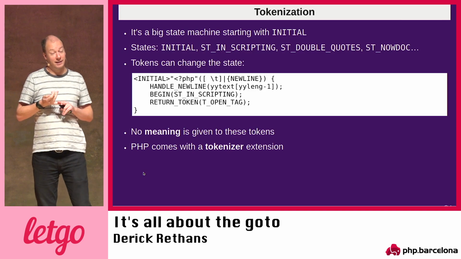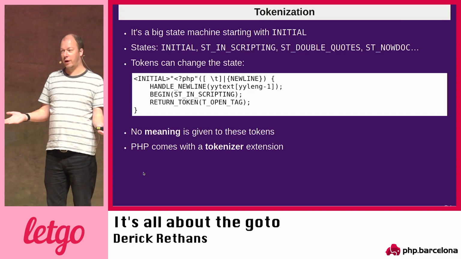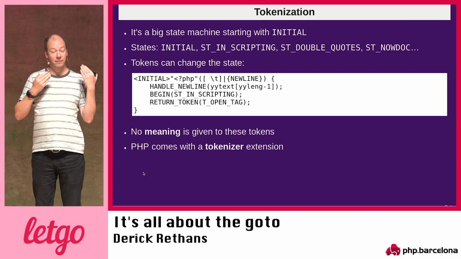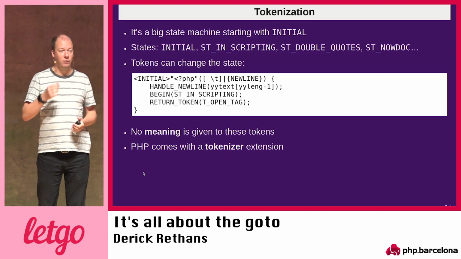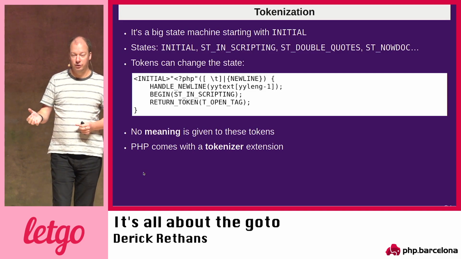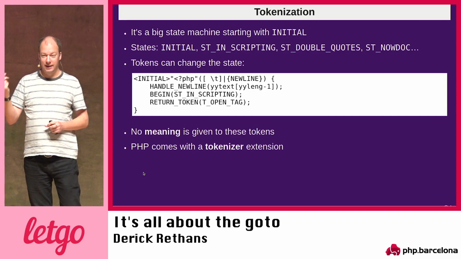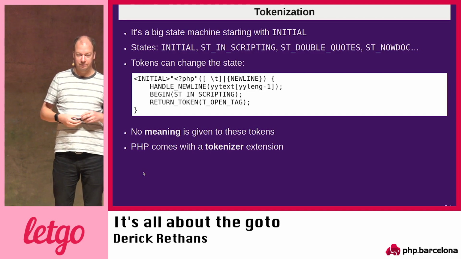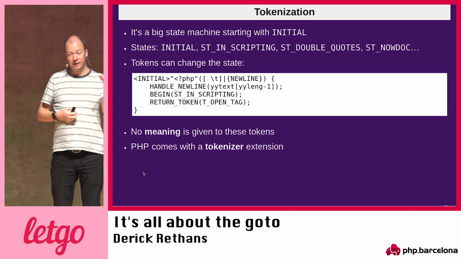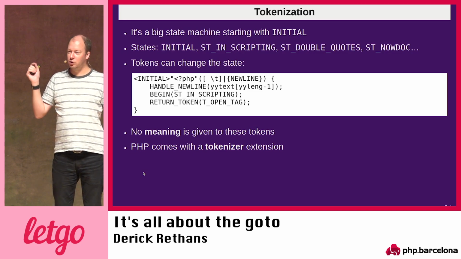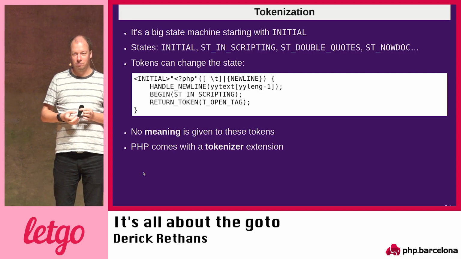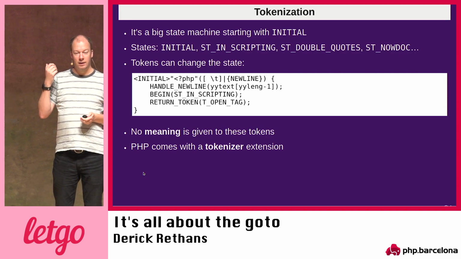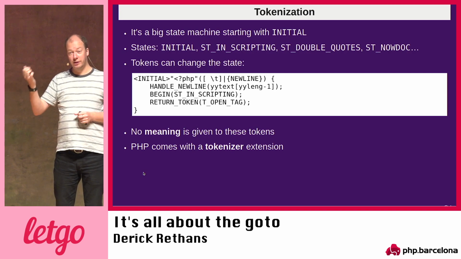So a state is initial. We don't know whether we're in PHP yet. And then we have ST_IN_SCRIPTING, which is a state that PHP switches to when it detects this PHP open tag, which you'll see in the example here. So once you have the opening tag with or without a new line, it's sort of a regular expression, not 100% the same, but it looks similar enough. It will then switch to a different state.